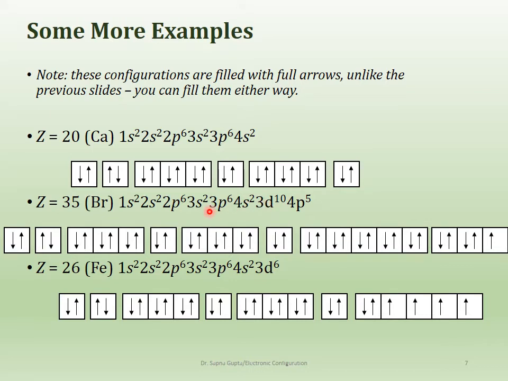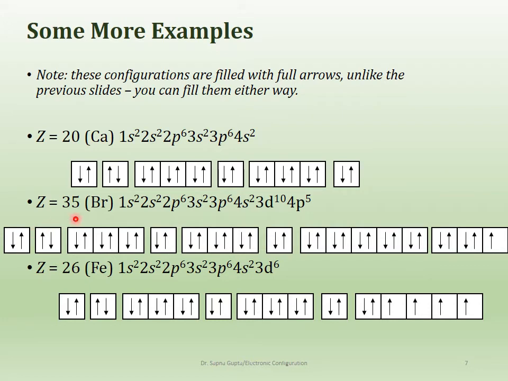And I would suggest this is how you write out your configuration. Just because this is 3d does not mean you should write it over here along with the other 3s. You should write it according to the energy level. The 4s2 is lower in energy, so you write the 4s2 first and then the 3d. Then we have the 4p5, and then here is the box configuration.